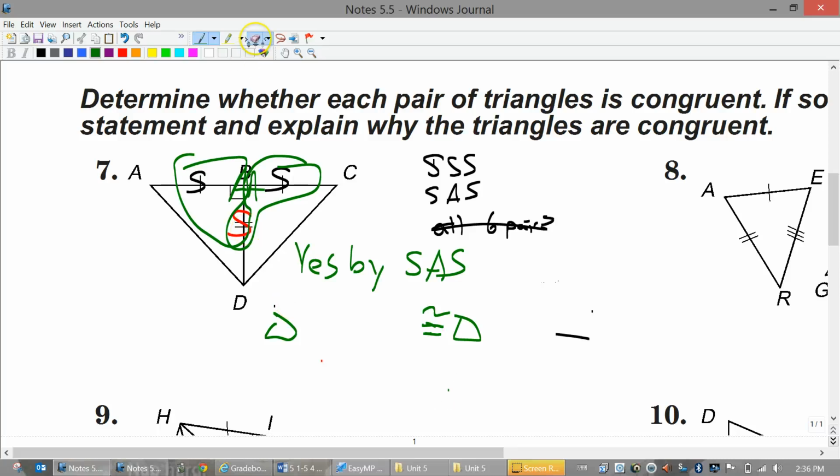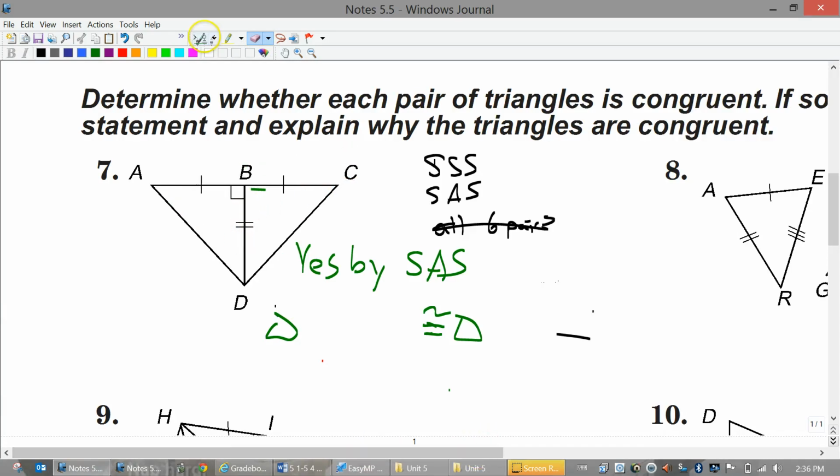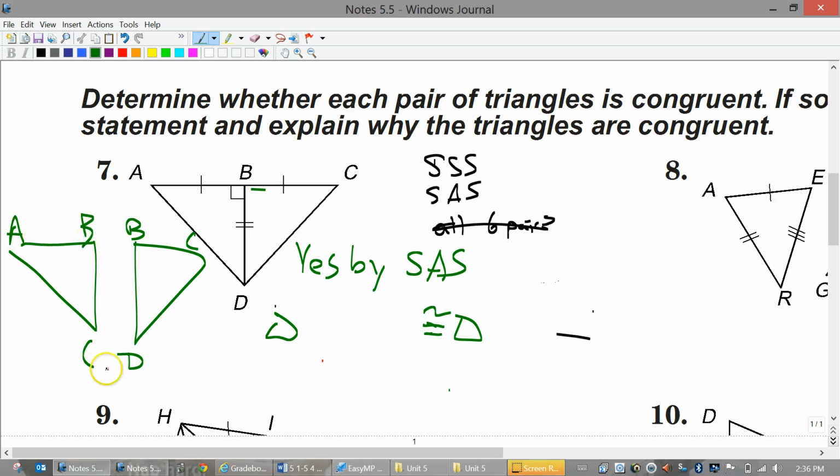So, I'm going to erase all the scratch marks so we can see it a little bit clearer. If you have difficulty, what you could do is draw the 2 triangles next to each other. That's D. That had 2 marks, that had 1 mark, and this was 90. You see the SAS situation as well, when they're separated? A matches with C. B matches with B, and D with D.